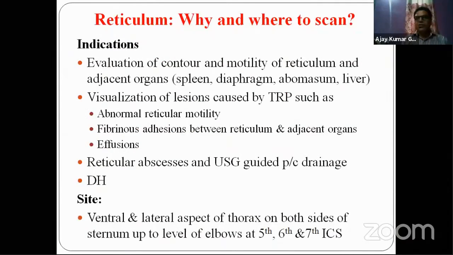Now we'll take organ-wise scanning, starting from the reticulum. Why we should scan the reticulum and where to scan it. For scanning the reticulum, we require evaluation of the contour and motility of the reticulum. We want to see the surface of the reticulum and its motility, the pattern of motility, that is the frequency as well as the strength of reticular motility, and its relation to adjacent structures, adjacent organs like spleen, diaphragm, omasum, abomasum, and liver.